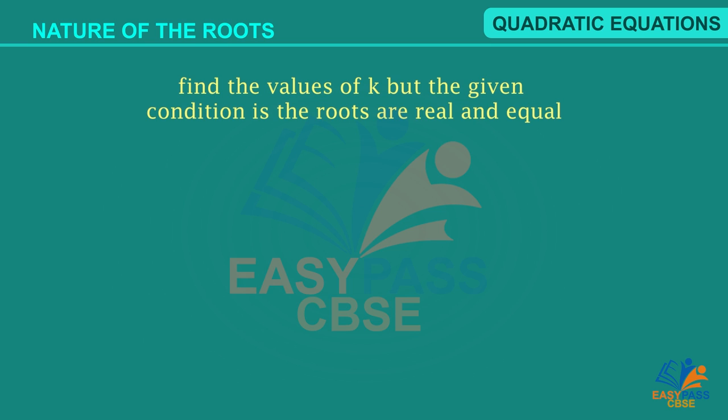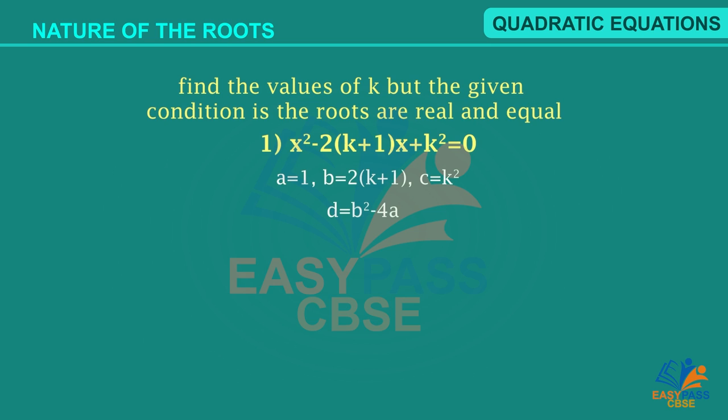In this one, I'll do three questions. Question number one: x square minus 2 times (k plus 1)x plus k square equal to 0. So, as usual, a is equal to 1, b is equal to 2 times (k plus 1), c is equal to k square. Discriminant, b square minus 4ac, we get 8k plus 4.